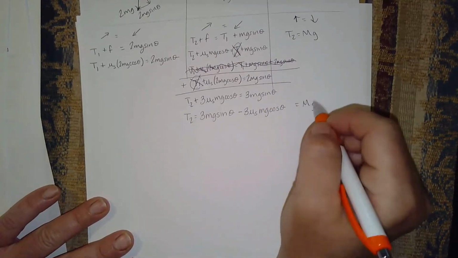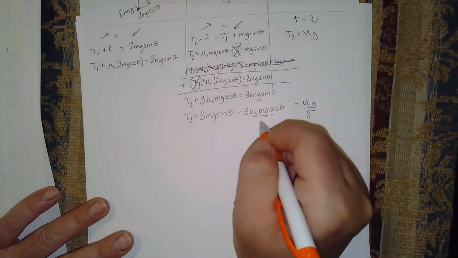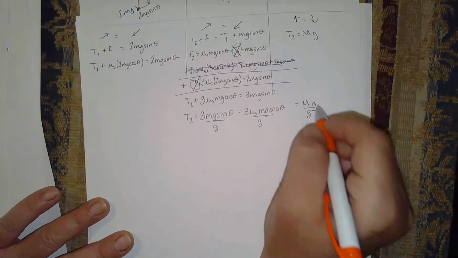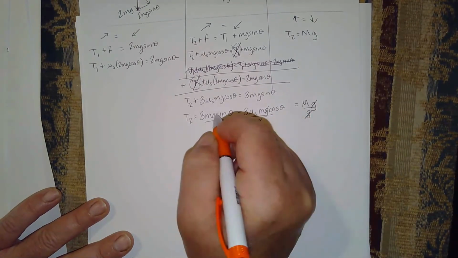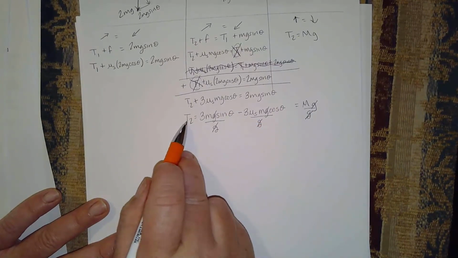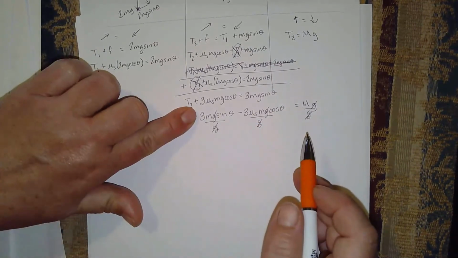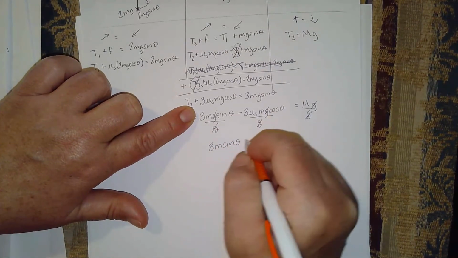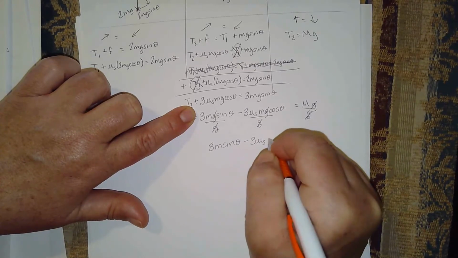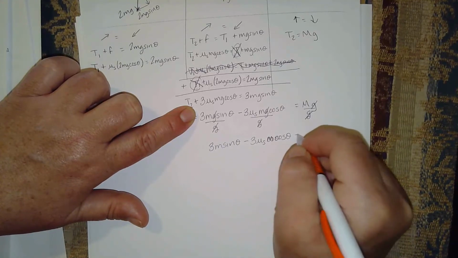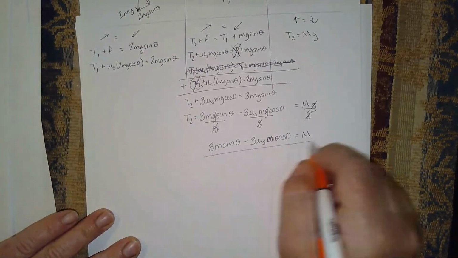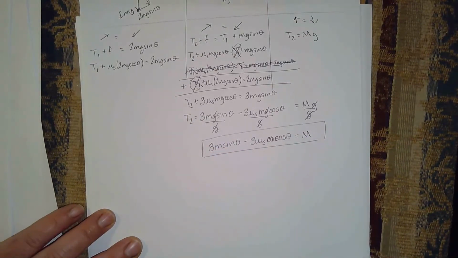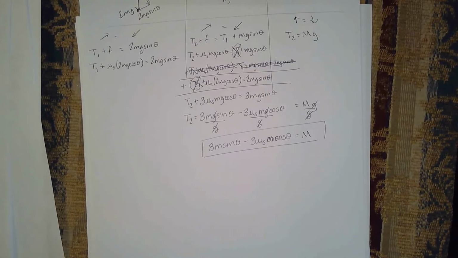Now, I'm going to divide through by g. So divide g, divide g, divide g. So this goes away, this goes away, this goes away. I know there's a T2 over here, but T2 and mg are the same thing, so I can just forget that exists. So then I've got 3m sine theta minus 3 mu m cosine theta is equal to m. And so that is the m that prevents us from sliding down the incline.